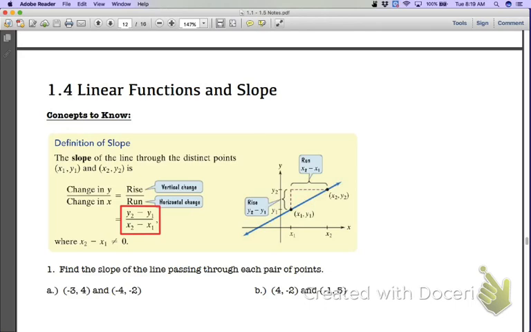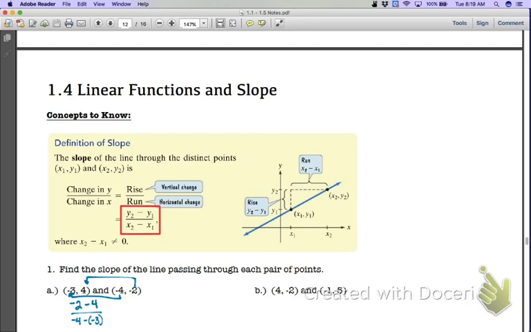It does not matter which point you choose as long as you stay consistent with the x and the y values. So like down on number 1a where I have negative 3, 4 and negative 4, 2, whatever I want to be my y2, if I want to go negative 2 minus 4 over, and I want to subtract basically from here to here, then I have to do the same thing with my x value, and I have to go from the second point to the first point. So negative 4 minus a negative 3.